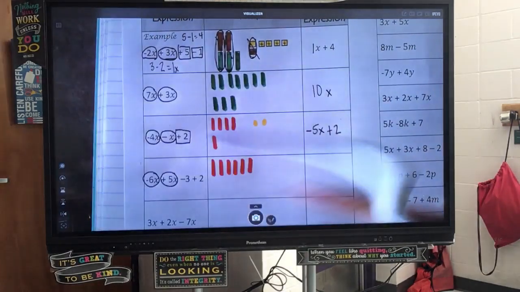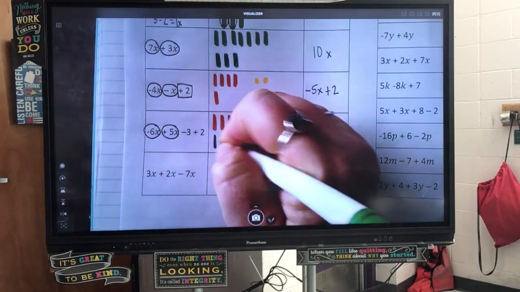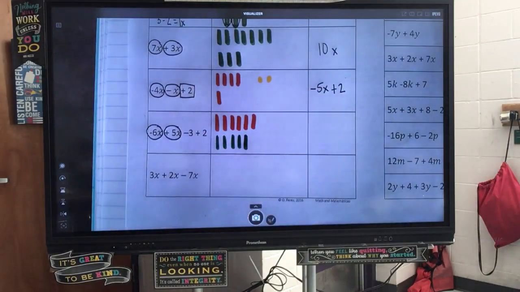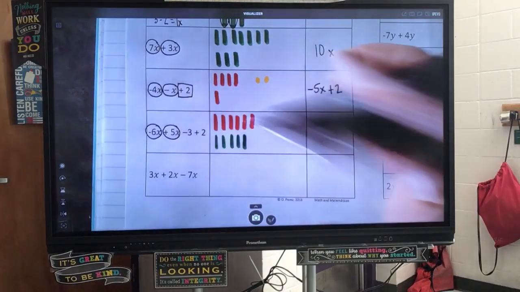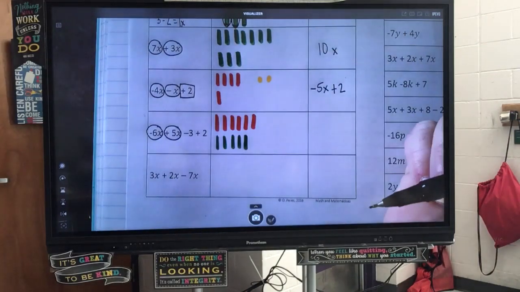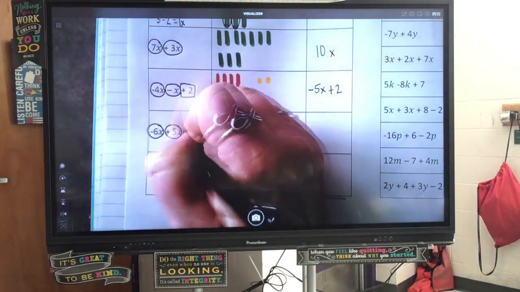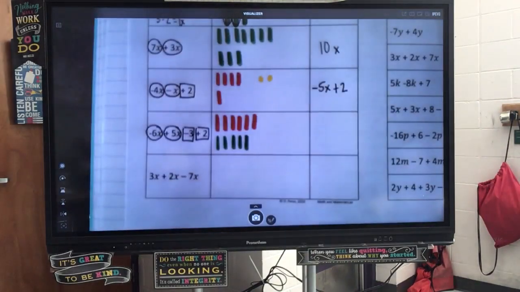Alright, now, for my positive x's, how many do I have? How many do I have, Ronnie? So I'm gonna put 5. 1, 2, 3, 4, 5 green. Alright, then can I combine minus 3 plus 2? Can I combine those two? Yes or no? Yes, I can. Alright, make sure I'm including my operations. So negative 3 plus 2.